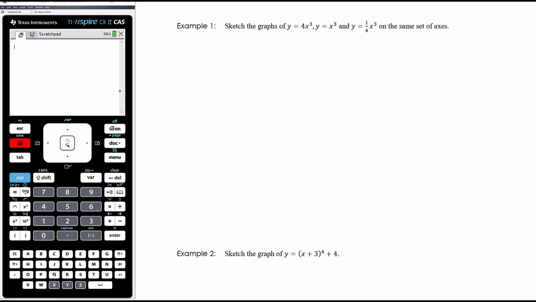Sketch the graphs of y equals 4x cubed, y equals x cubed, and y equals 1/4 x cubed. Okay, so they're all cubic functions, just with 3 different dilation factors. So let's draw this basic cubic function first, and then let's draw in the dilated versions. Let's think a little bit about scale, given we want to draw 3 different graphs on the same axis.